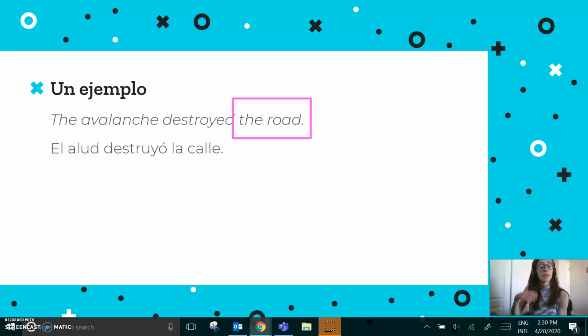And then that makes the avalanche the subject, right? Because it's the thing that's doing the action. But then in this sentence, there's also something that's receiving the action, that's being destroyed, okay? And that is the road in this pink box right here. And then we also see el alud, that's the avalanche in Spanish. El alud destruyó la calle, okay? So the road and la calle in these two examples, which are really the same one, just in different languages, are the direct object, okay?